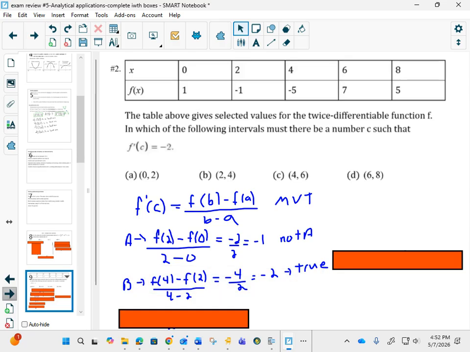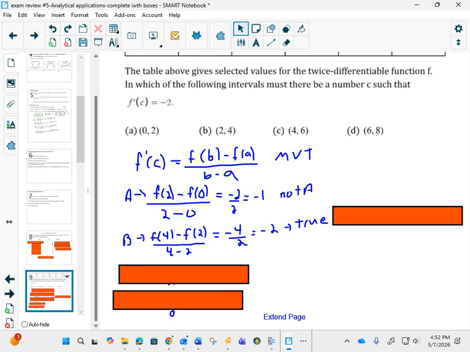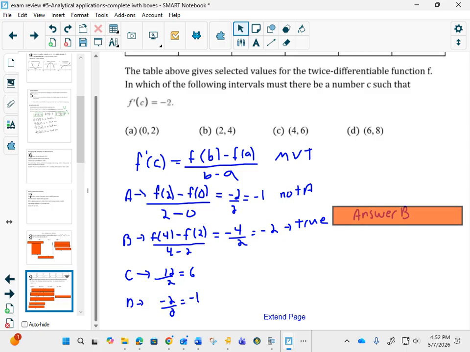I went with B. 5. If I find the average between 2 and 4, that slope is -2, therefore the mean value theorem comes into place. If we did check the other ones, one is 6 and one is -1. So the answer is going to be B.